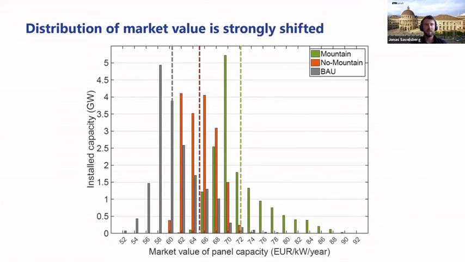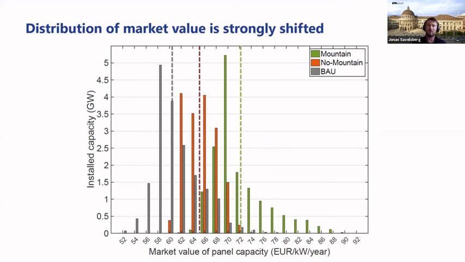And now the other interesting finding in here that the distribution of market value is strongly shifted, basically moving from the business as usual through the no mountain to the mountain scenario.